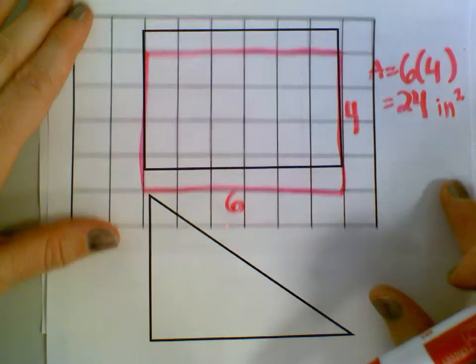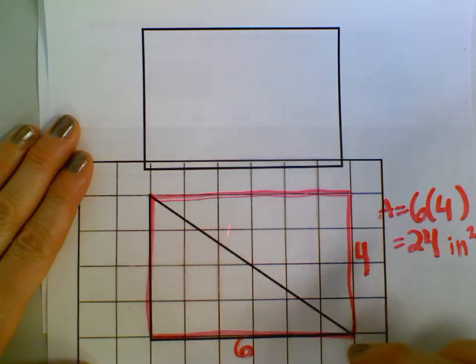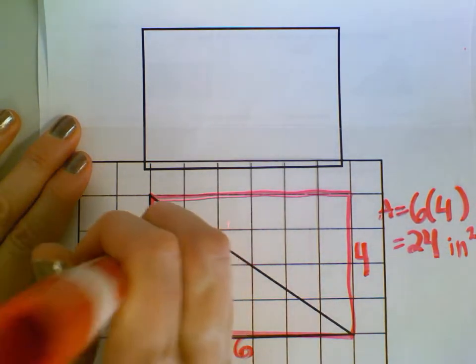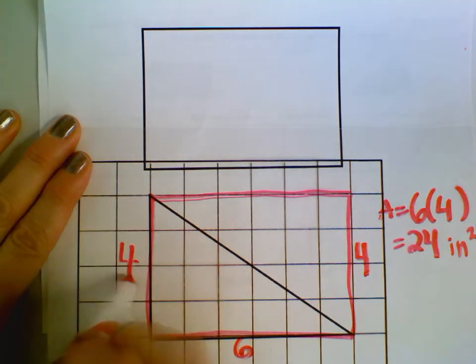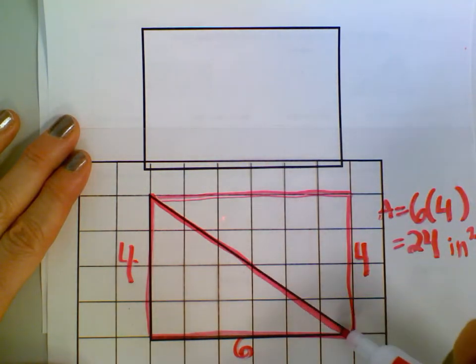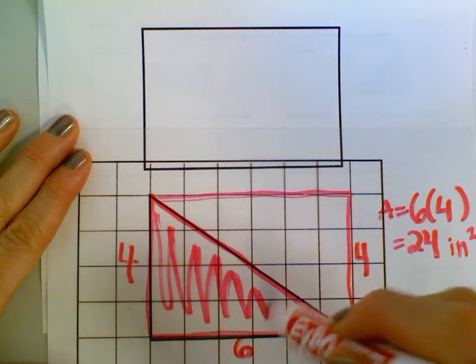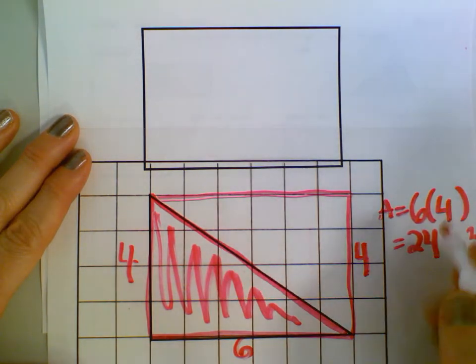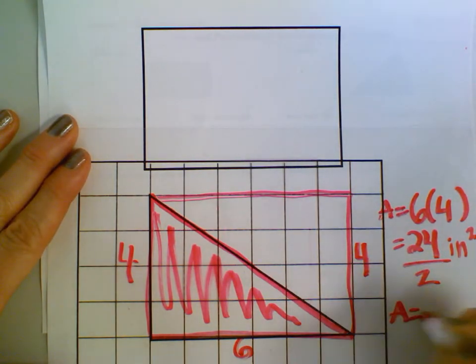Okay, so if we go down to our triangle, notice it is the same, it's got the same dimension across the bottom, and it's got this same width. And all we did was cut this rectangle in half diagonally. So even though we can't count squares so easily, we can take the area of the rectangle, which is 24, right? And divide that in half. So the area for this triangle would just be 12 square inches.